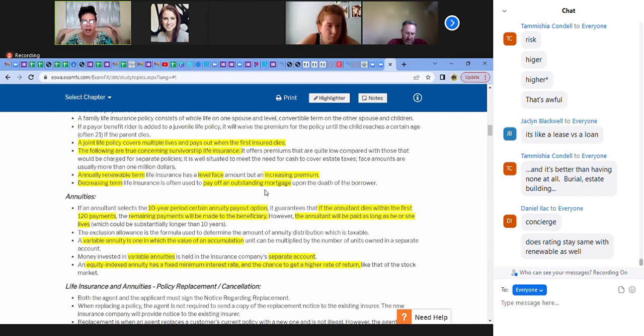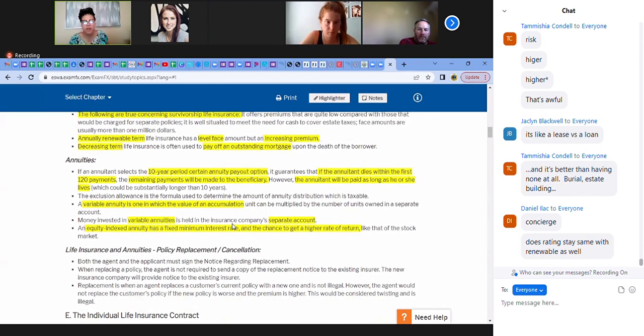So here we go. Level, death benefit, premium stays the same. Annually renewable term, or also known as increasing term, death benefit stays the same, premium increases. Decreasing term, death benefit decreases, premium stays the same. Remember, that section is a big section and really knowing the ins and outs of insurance. So make sure you guys review that.